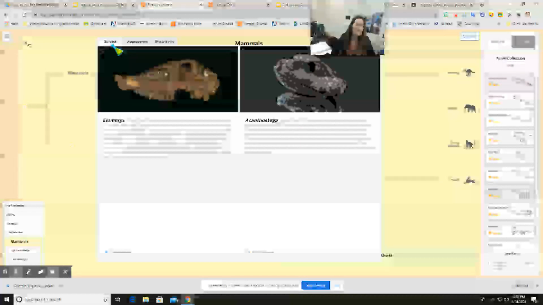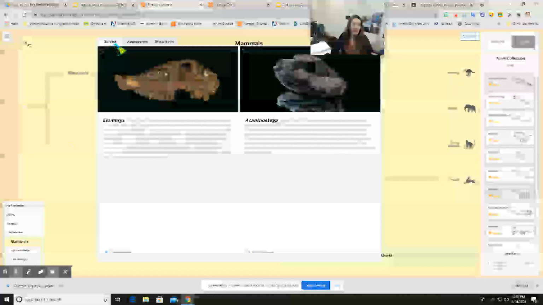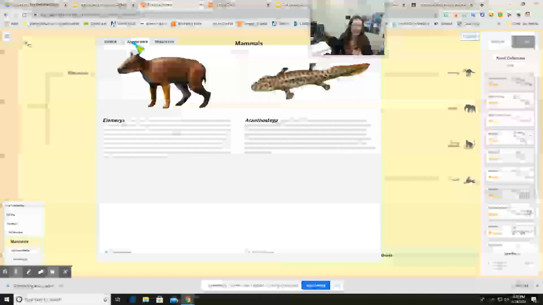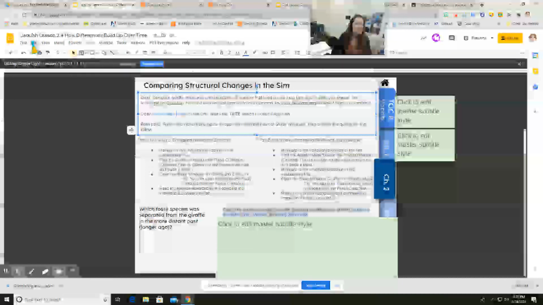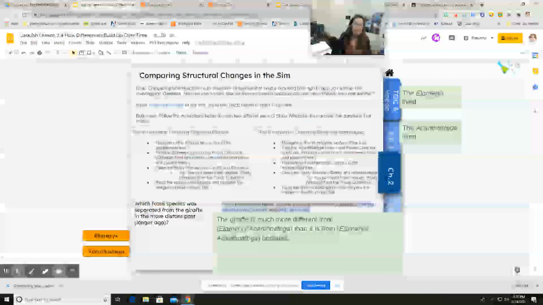So make sure you look at the exhibit, which shows you a fossil. Look at the appearance. So this is the scientist's rendition based on evidence that we have, what they look like. Make sure you read the information because that would be helpful. And then also look at the shared structures, which we've been doing for a while now. Okay? And then you have a question to answer at the bottom. The giraffe is much more different from blank than it is from blank because.